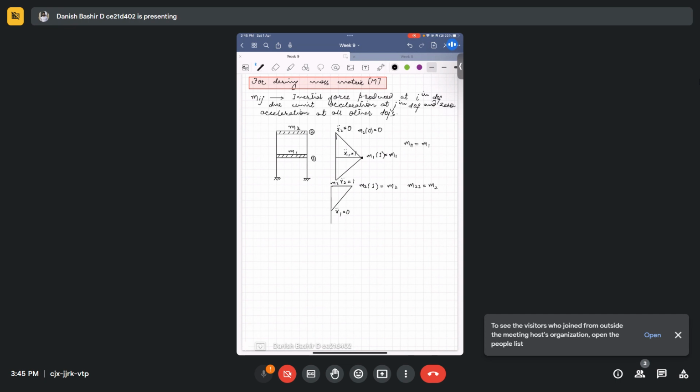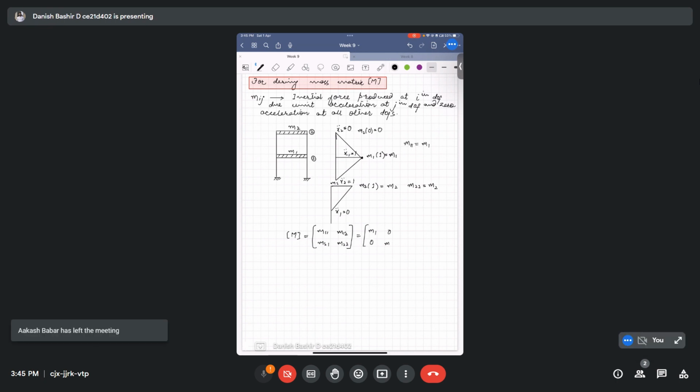So our mass matrix M, written in the form m11, m12, m21, m22, will be equal to m1, 0, 0, m2. Here again m12 is equal to m21 is equal to 0. You can check that also. This will be the mass matrix.